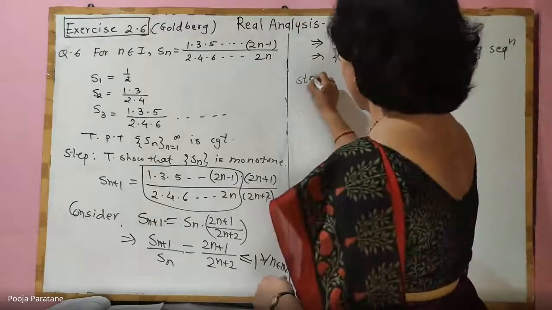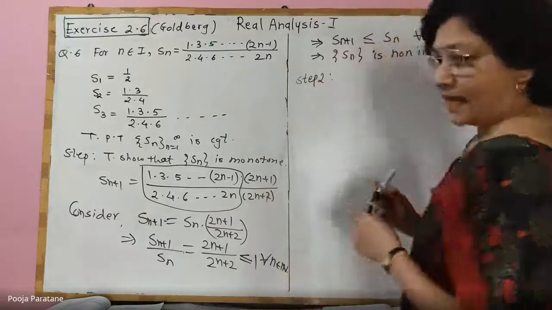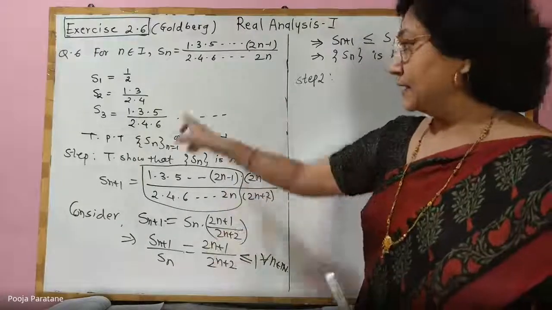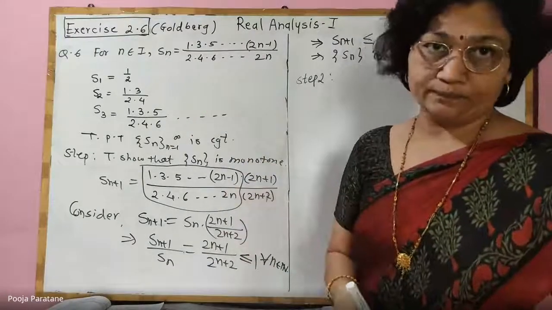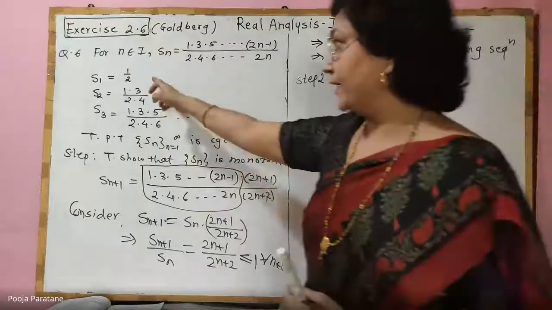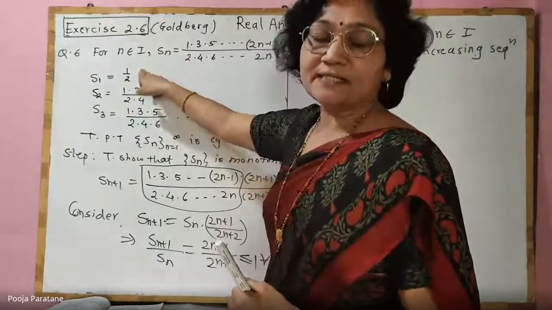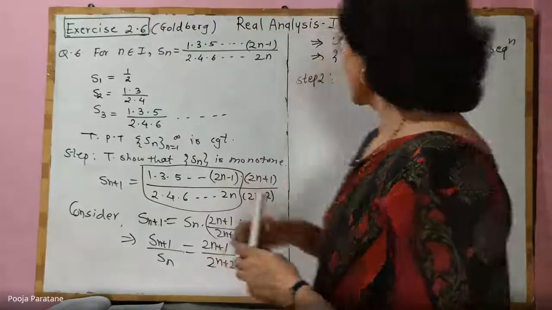Now, step 2. As this sequence is non-increasing, we have to show that it is bounded below, because obviously it is bounded above, and it is bounded above by S1. S1 is the least upper bound for this sequence.